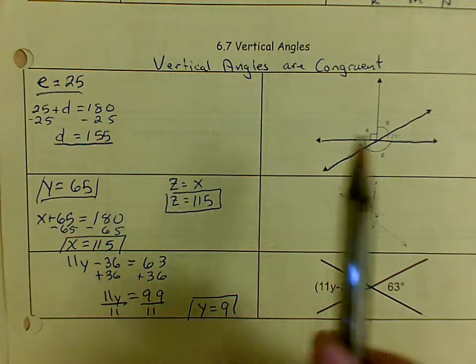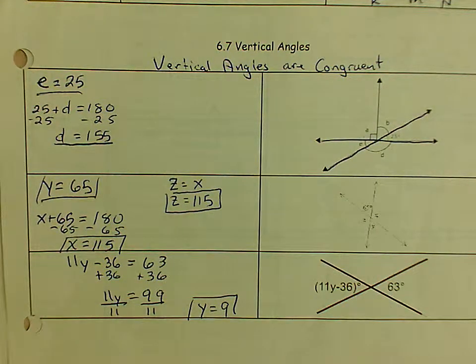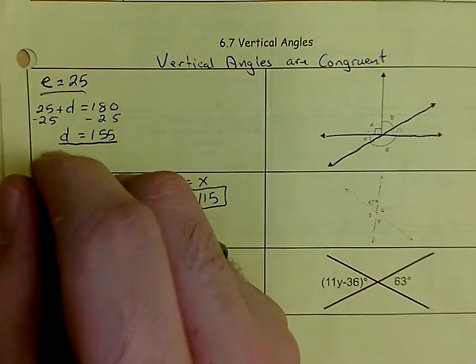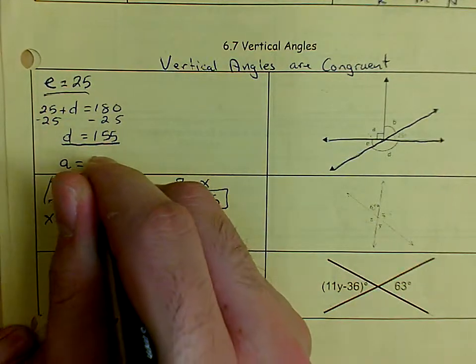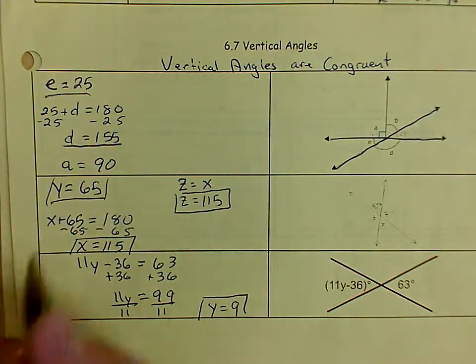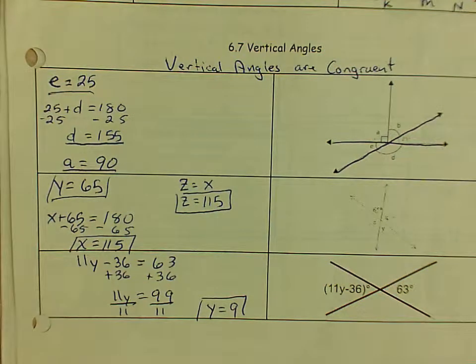All right, also looking at the picture, I see that there's a little square right here. So what does that mean A has to be equal to? So A is going to equal 90 degrees. All right, so we found what A, D, and E are. Let's see if we can find B and C.